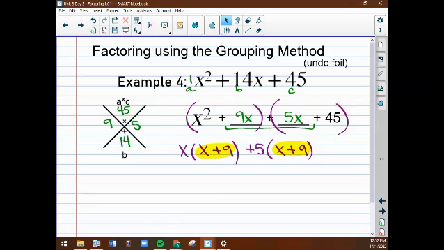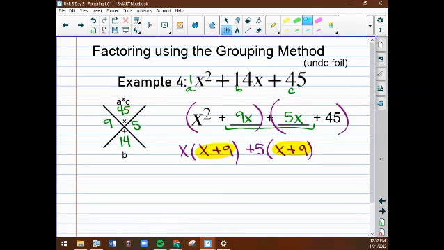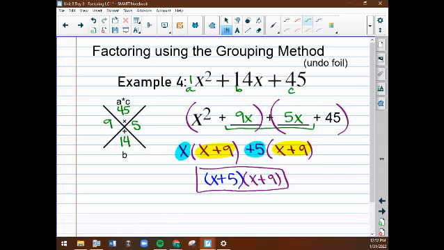Now I'm going to take the x plus 5, and this is going to become my first factor. And then the x plus 9 becomes my second factor. That is my answer. That is how you factor by grouping.